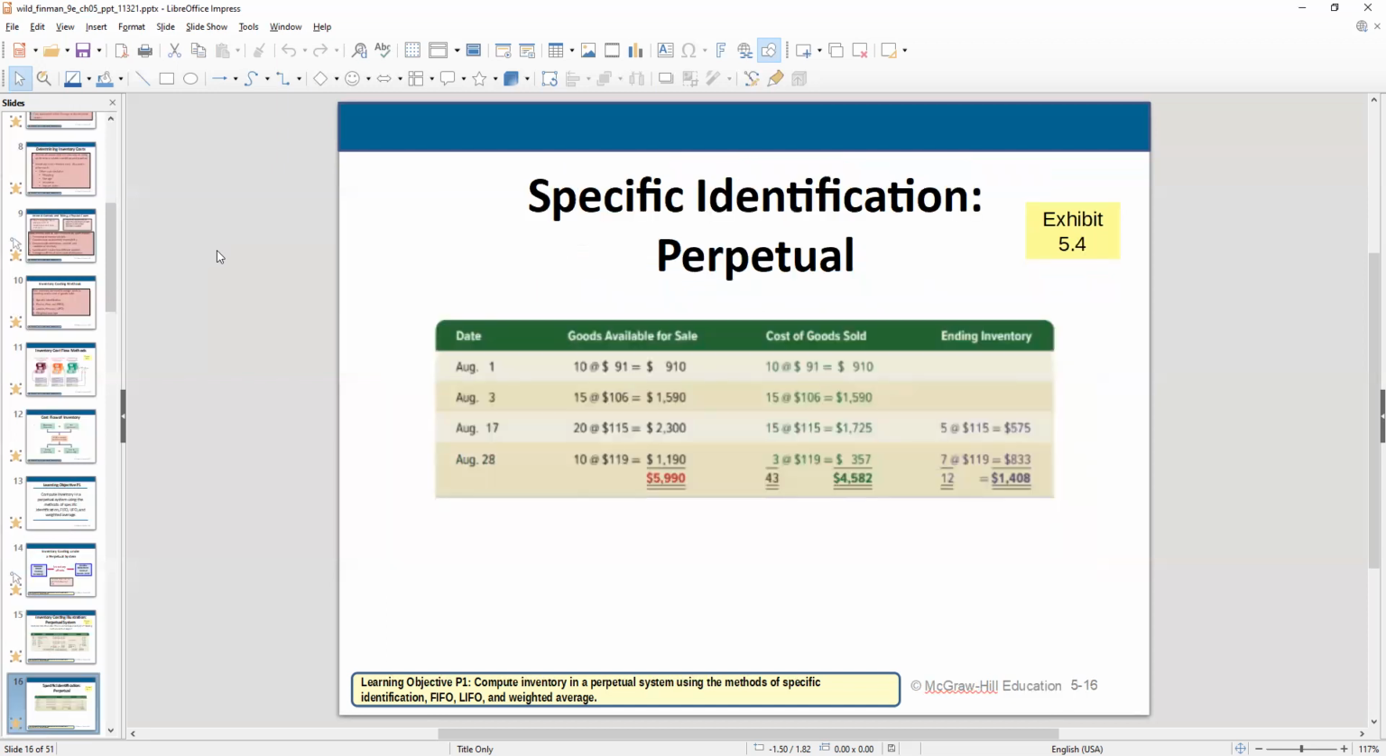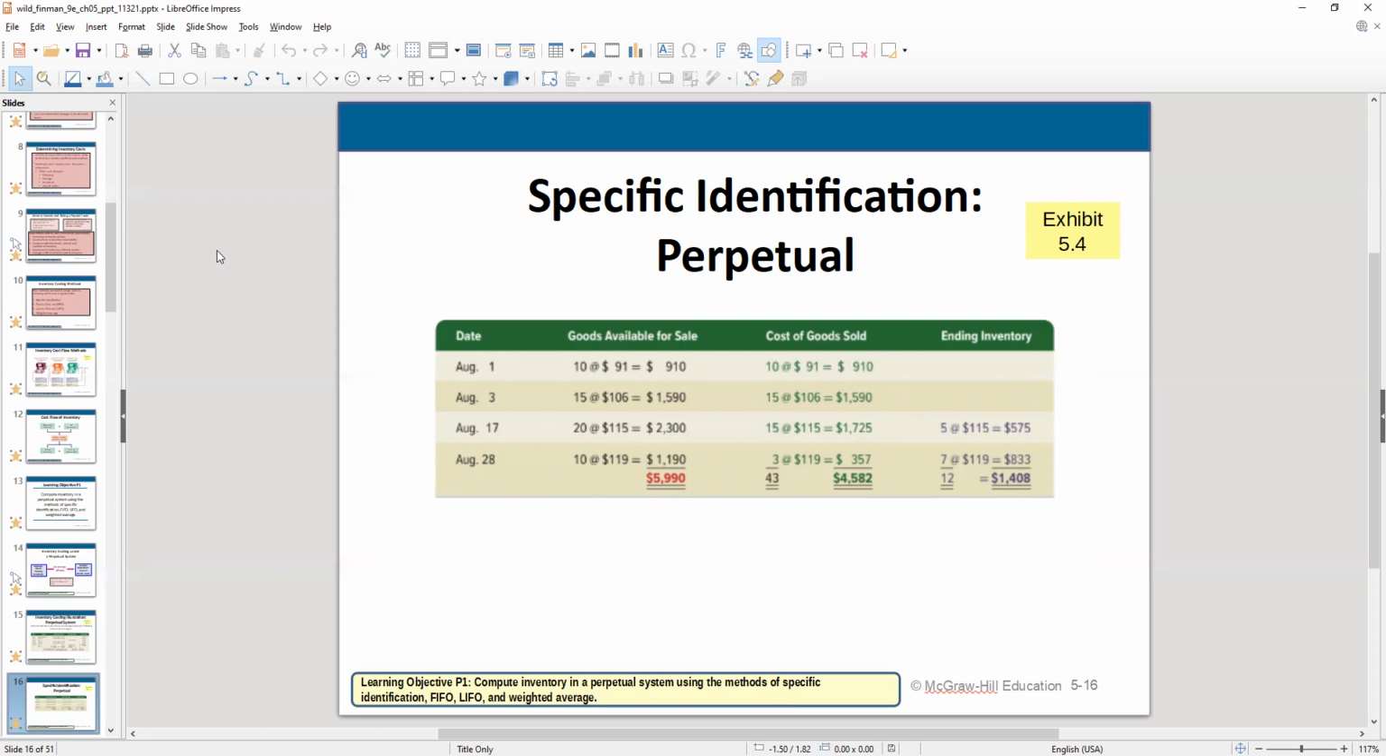All right, under specific identification, let's look at the transactions. I was wrong. I thought that last chart was, but it's really not. So on August 1st, we have 10 units at $91. That's our beginning inventory. August 3rd, we got in 15 units at 106 for $1,590. And so now we have 15 units at 106. Now, if we were to do what our ending inventory was with specific identification, ending inventory would be $2,500. But they were not shown an ending inventory balance in this example.